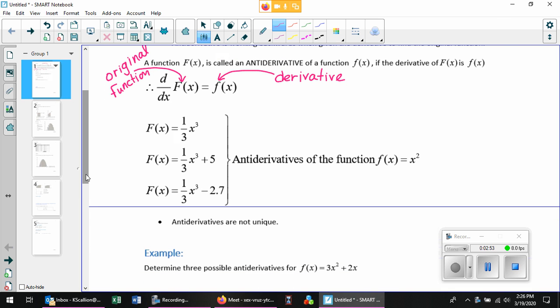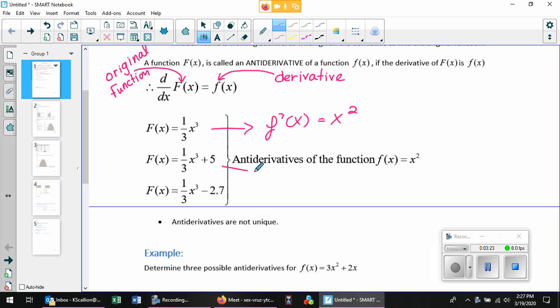So going back to chapter 2, if we took the derivative of this, what would we get? X squared, because the 3 would come up front, 3 divided by 3 is 1, reduce that, so this one would be X squared, so we would say that F prime of X is equal to X squared.